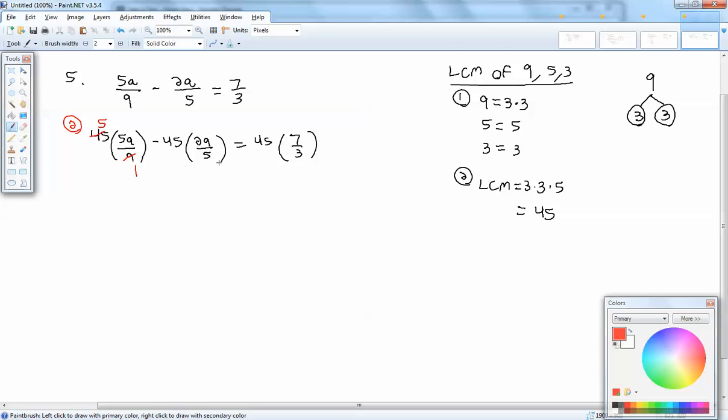5 and 45 both divisible by 5. 5 divided by 5 is 1. 45 divided by 5 is 9. 3 and 45 both divisible by 3. 3 divided by 3 is 1. 45 divided by 3 is 15.